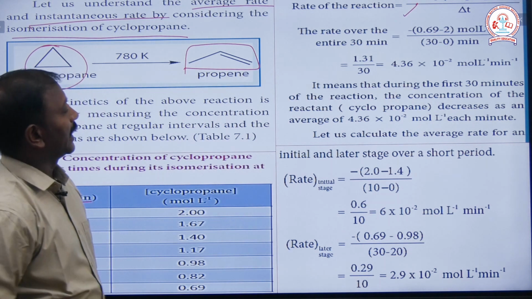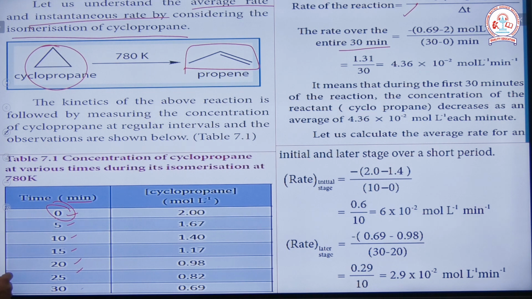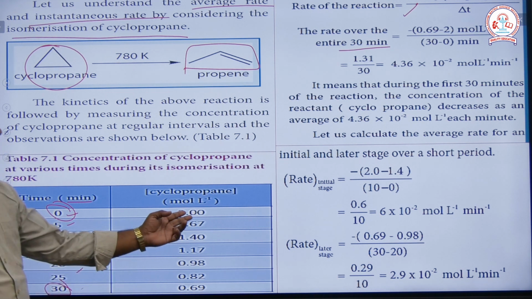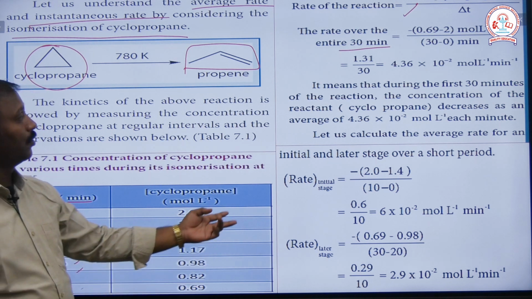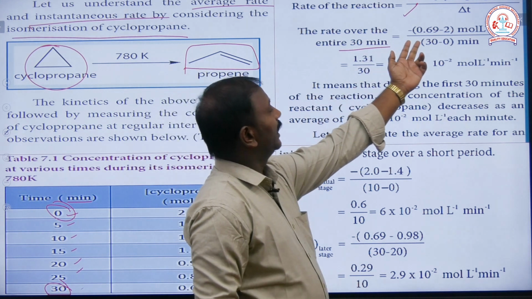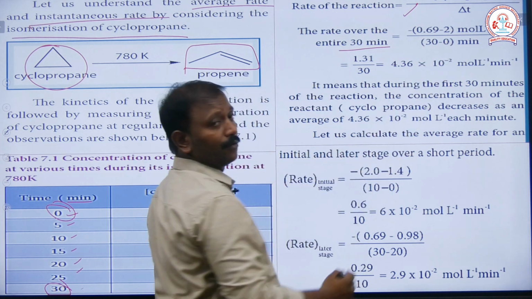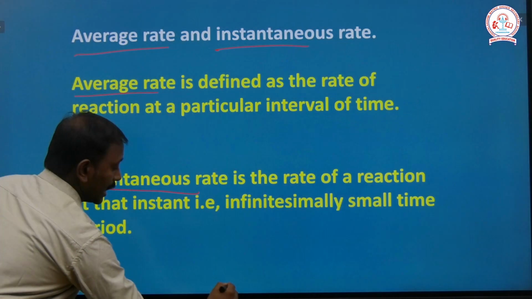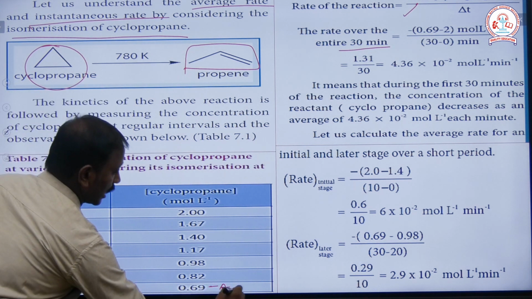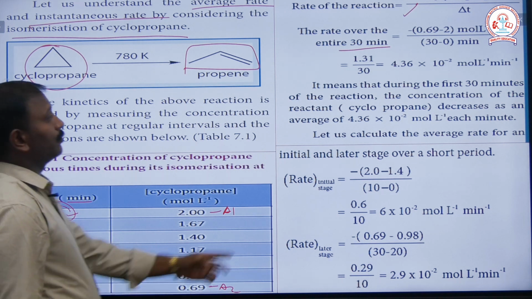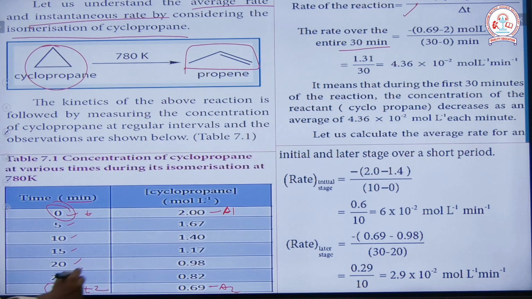So the rate over the entire 30 minutes: at the initial time we have 2 mole per liter, and at the final time we have 0.69 mole per liter. So the change in reactant is A2 minus A1, where this is A2 and this is A1, divided by T2 minus T1, where this is T1 and this is T2.